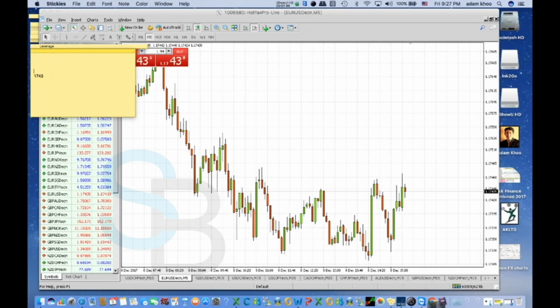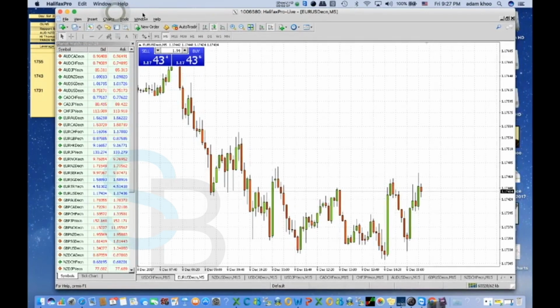We can place our order right now. So the buy order would be 12 pips above. So 1743 plus 12, 1755 would be our buy order. Sell order 1743 minus 12 would be 1731. Okay, there we go. Great.